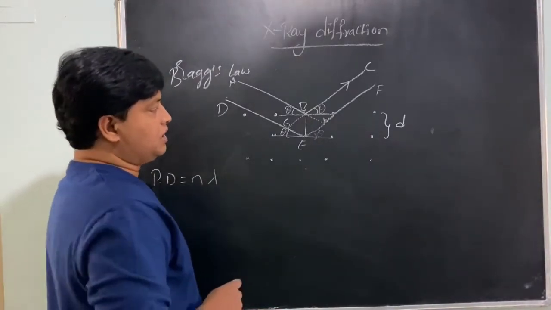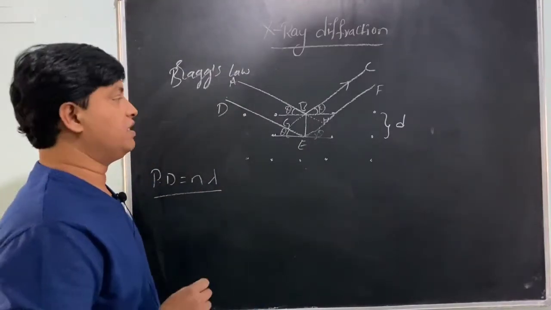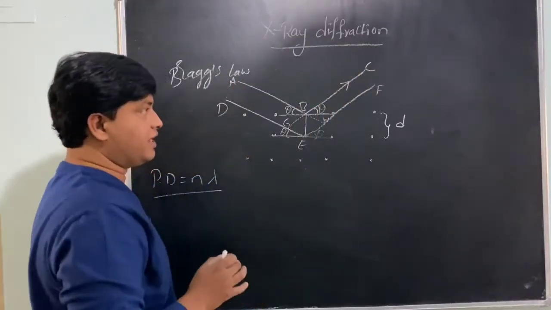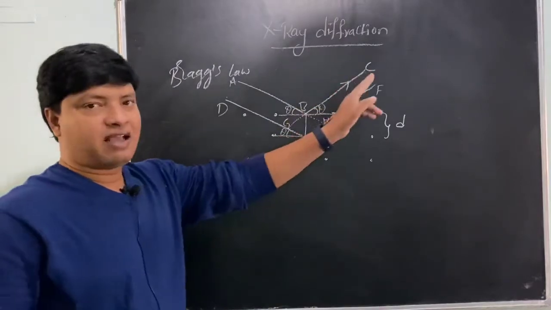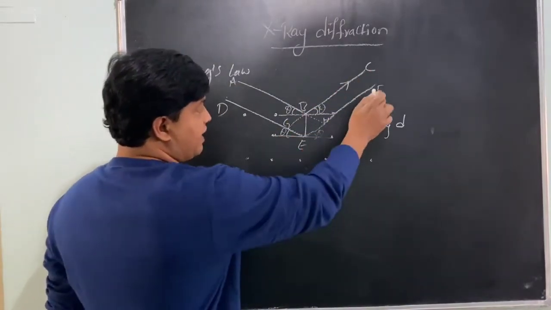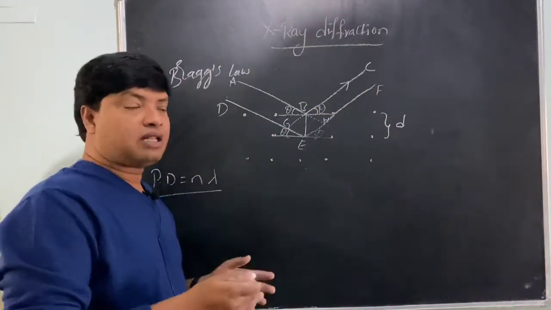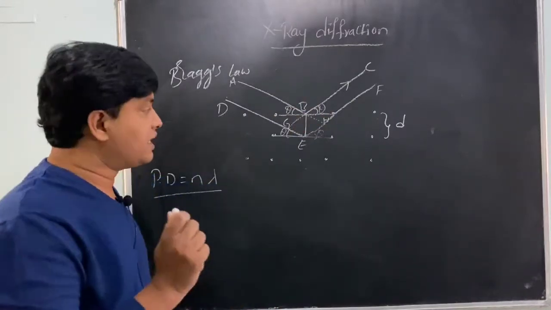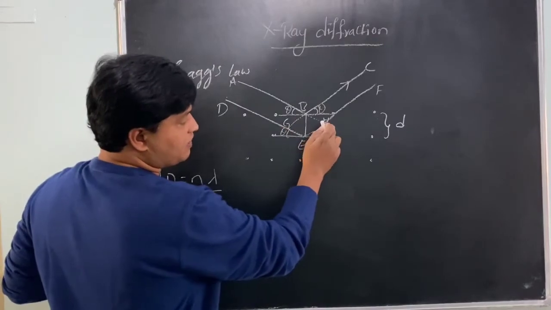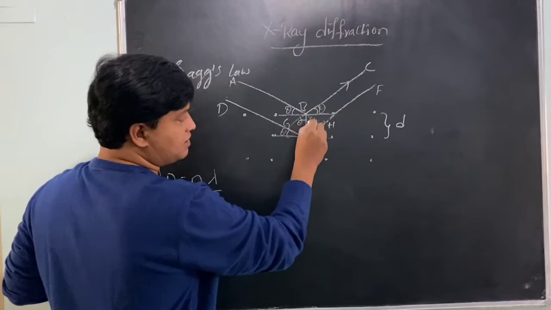Now, to analyze, Bragg says path difference is an integral multiple of wavelength. What is this? We will try to see. A, B and C is the first X-ray. It is having some path. The second ray is D, E and F. This D, E and F is traveling an extra path compared to A, B and C. What is that extra path? It is G, E and E, H. This is the angle theta and this is also theta.